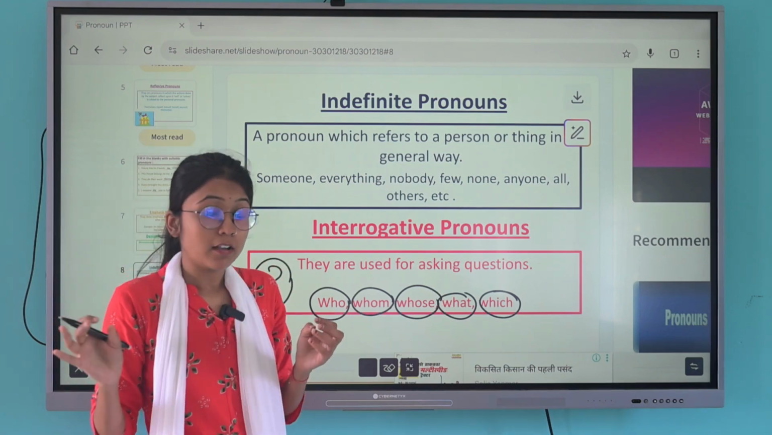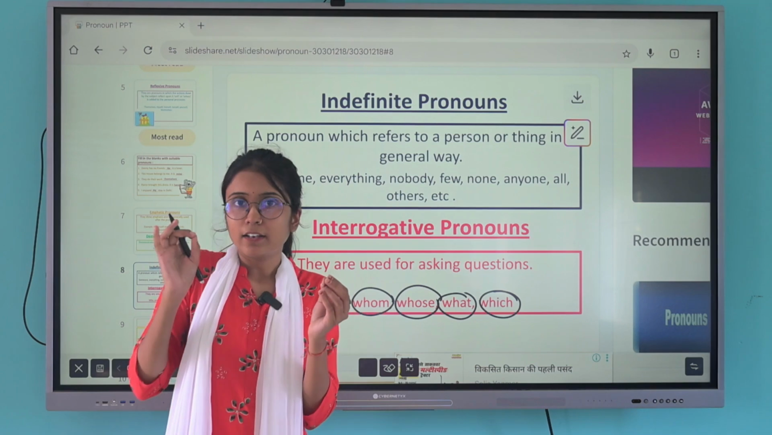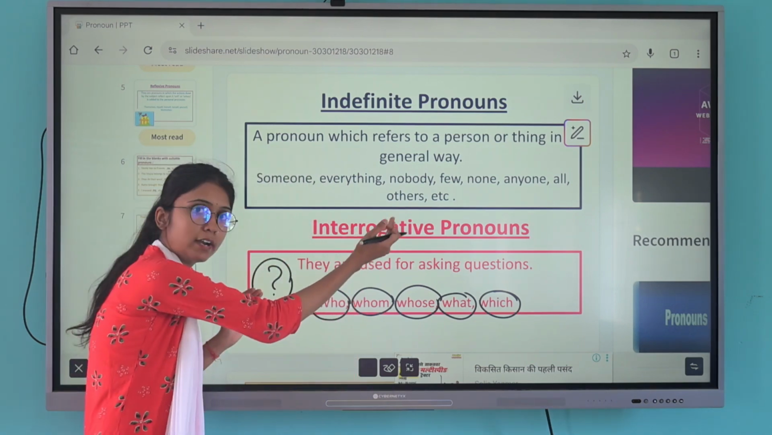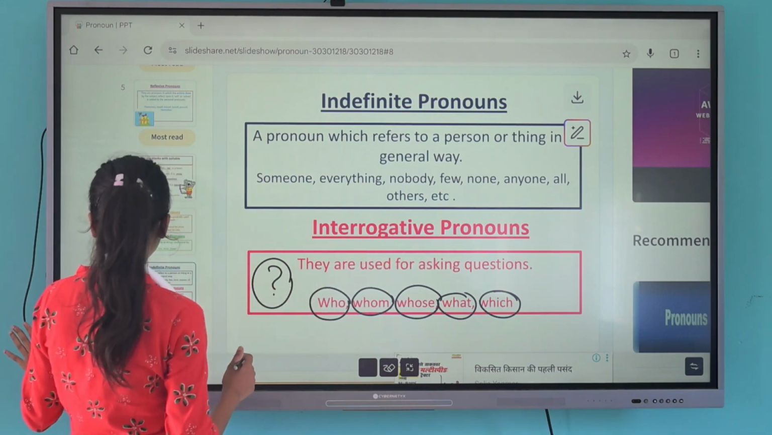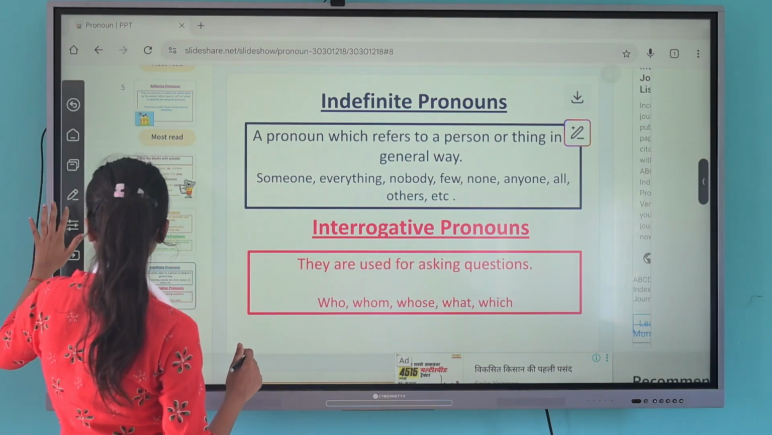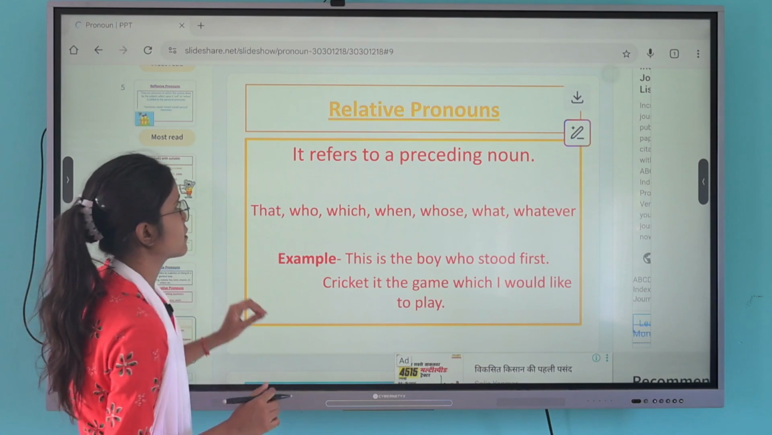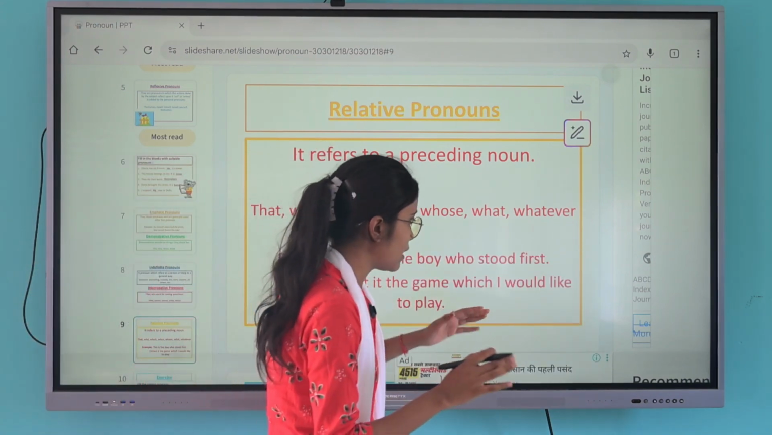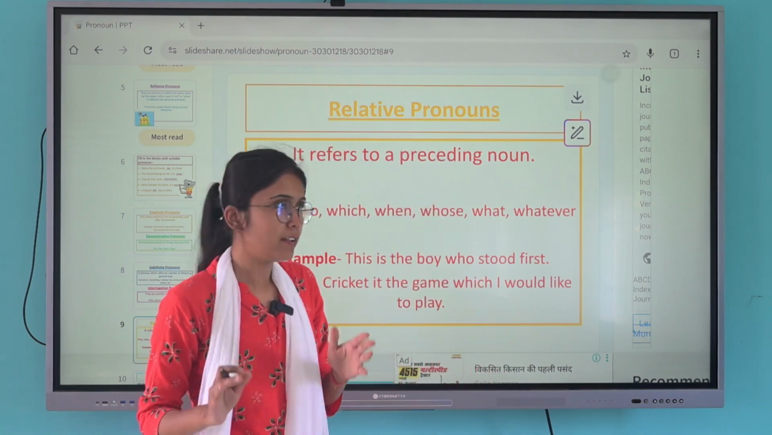If you see an interrogation mark at the end of the sentence, then that is included in interrogative pronouns. Okay, so let's move on. It is a very simple kind of pronoun. Yes, the next one is reflexive pronoun. Reflexive pronoun we have discussed. The next one is relative pronoun.